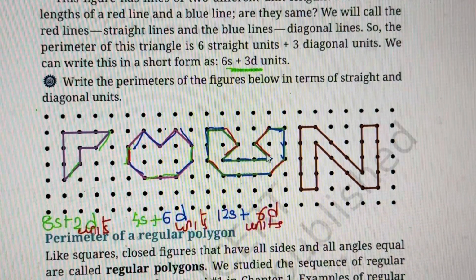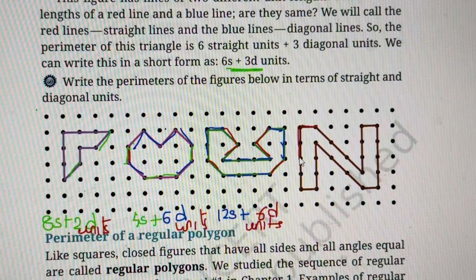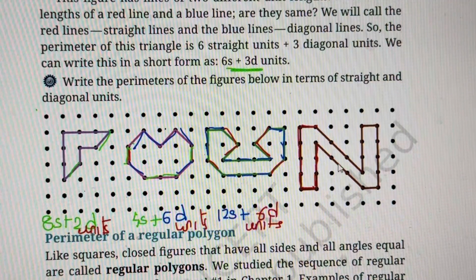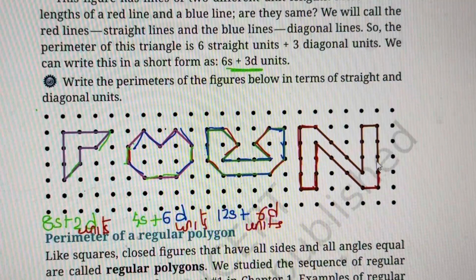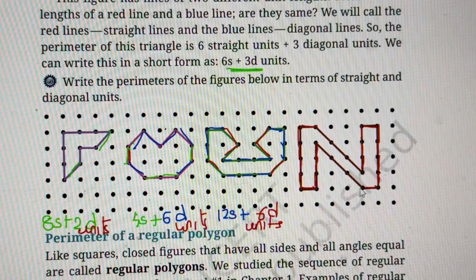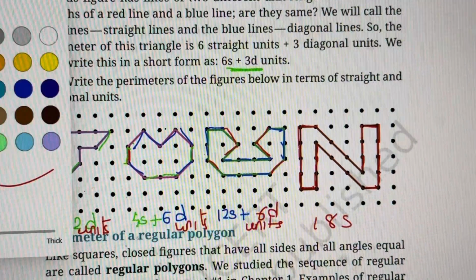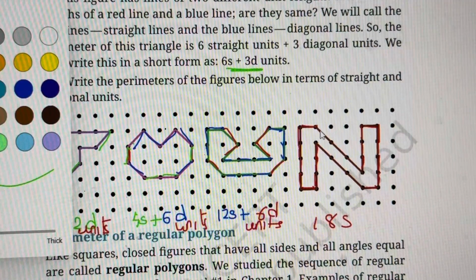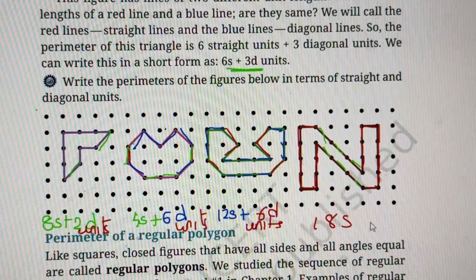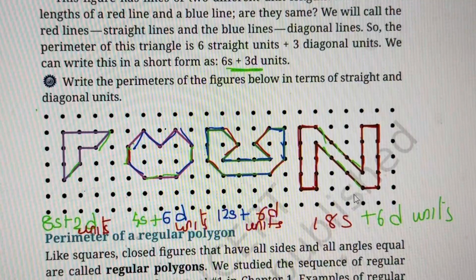And the last diagram, first let us count the straight lines. So if we start from here, 1, 2, 3, 4, 5, 6, 7, 8, 9. And similarly here 10, 11, 12, 13, 14, 15, 16, 17, 18. These are the straight lines. So we write 18s. And then we count the diagonal lines. So if we see here 1, 2, 3, similarly 1, 2, 3. So total 6d units for this shape which is written as N.